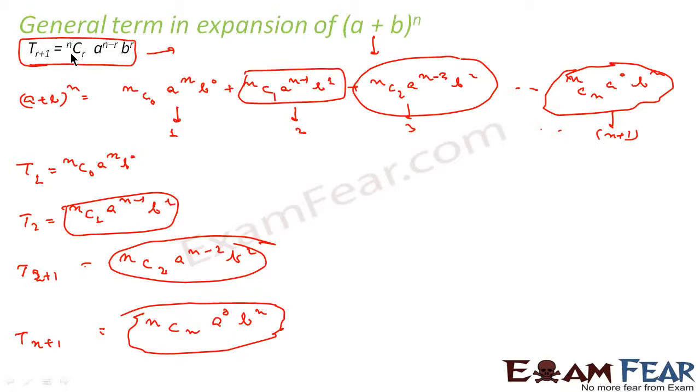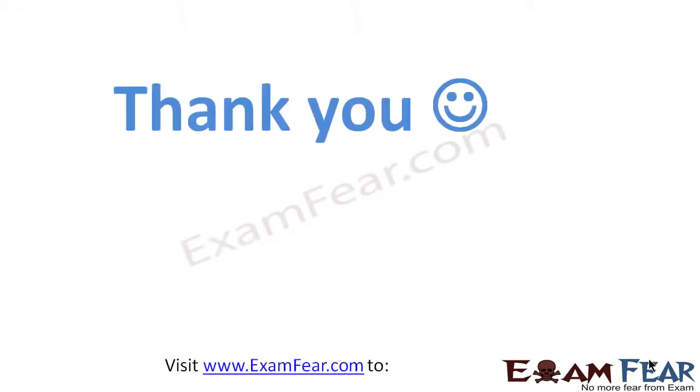When you want to find the second term, you have to put r equal to 1. So T2 will become nC1 a^(n-1) b^1. So this is the formula. Please remember this formula. Thank you.